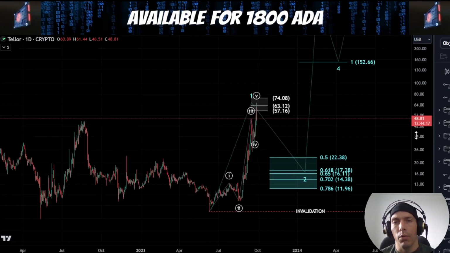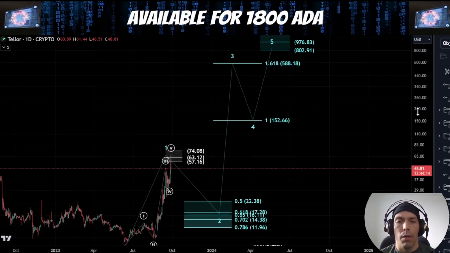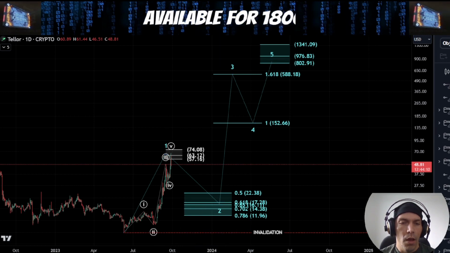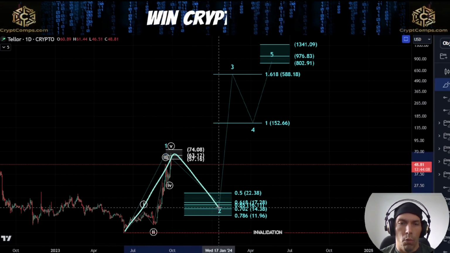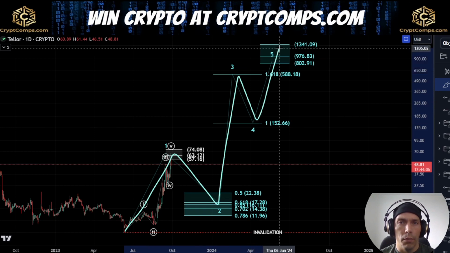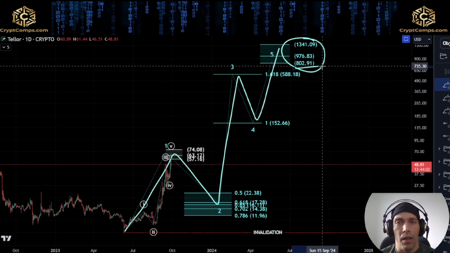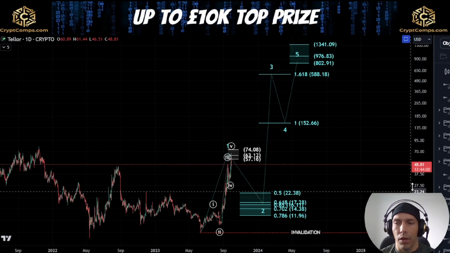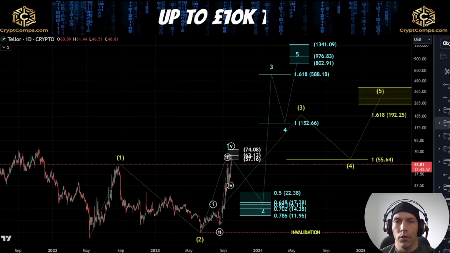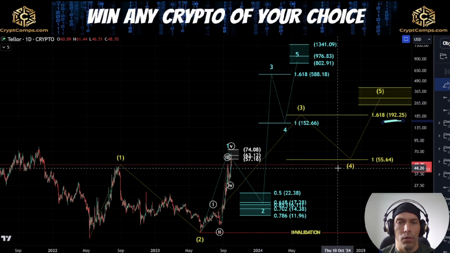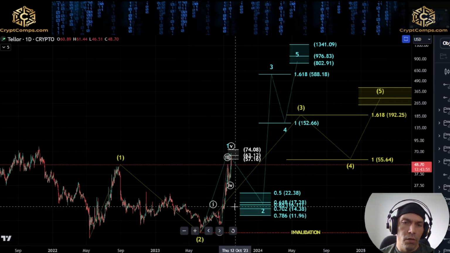Now, the idea here would be, if we do actually see a bigger retracement here, where we do see a pushback down towards a 0.618, what we'd then be looking for is that this would become 1, 2, 3, 4, and 5, where we could see a push up as high as this 1341 to this 802. If we see something like this, we can see that this would actually surpass that target of that 1.618, which is sitting here at this 192. So this is why we just need to keep an eye on this.